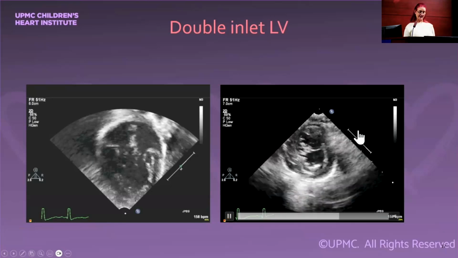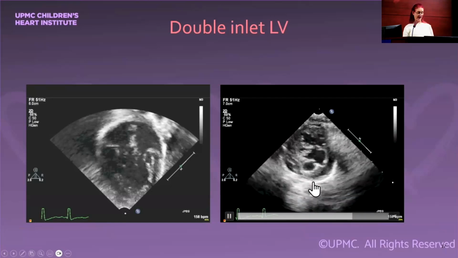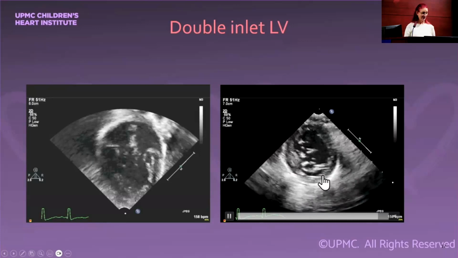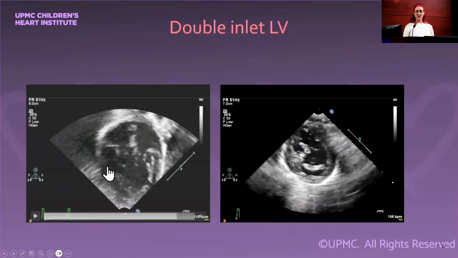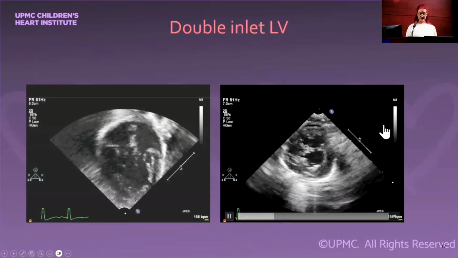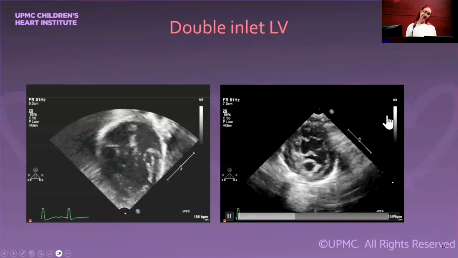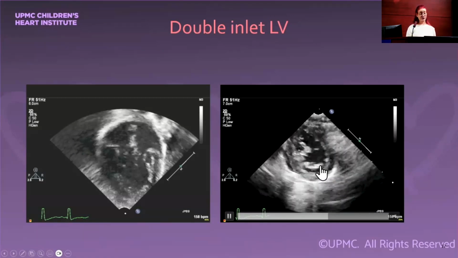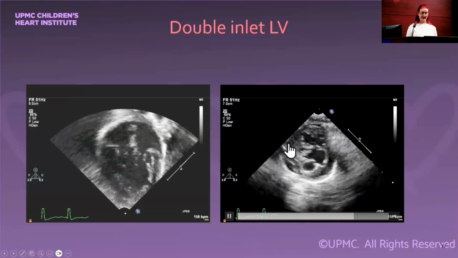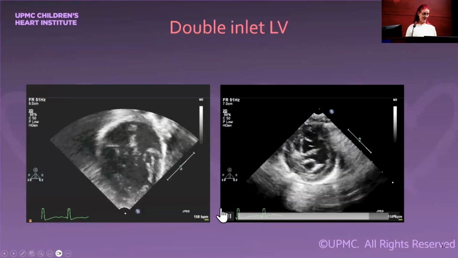I like this view because this is a short axis of the two AV valves. I was taught to refer to the AV valves as right-sided and left-sided because they don't necessarily have the typical appearance. But in this case, this posterior AV valve certainly looks like a mitral valve to me, and the anterior one looks like a tricuspid valve.